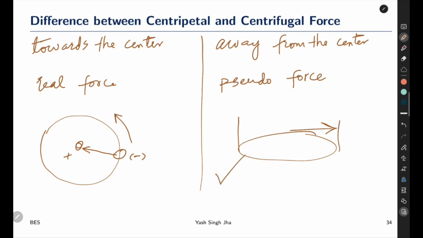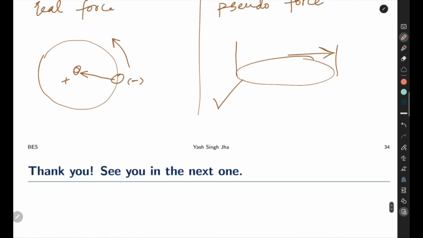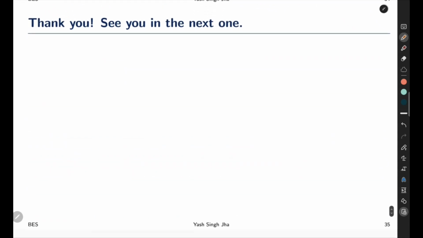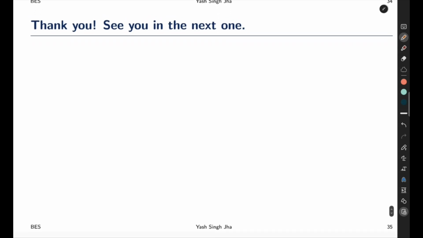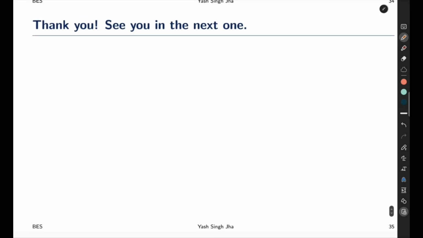That is the end of this chapter. The entire chapter is done. The theory related to force, the first chapter of ICSE physics, is done.